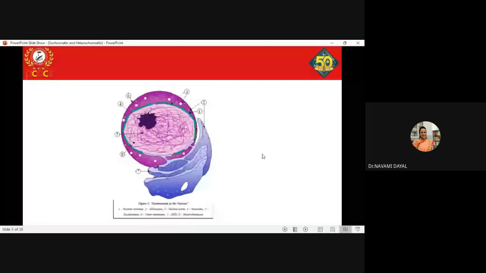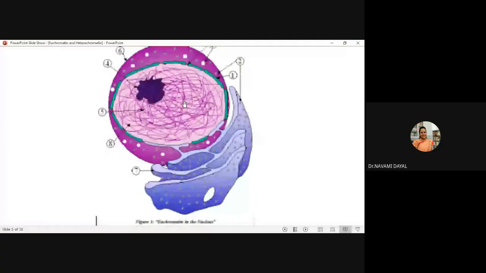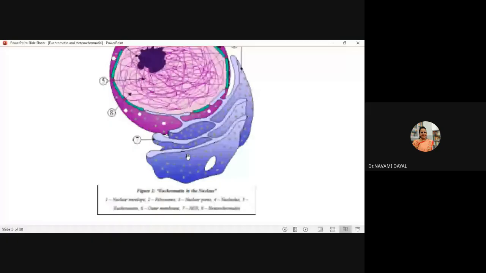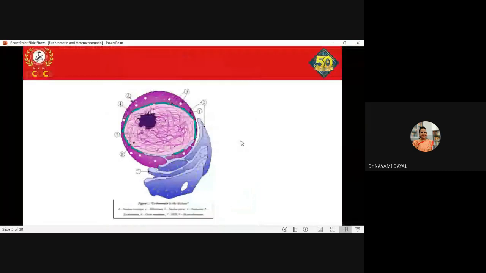If you take a look at this particular diagram, different parts of the cell are shown here: the nucleolus, the nucleus, ribosomes, endoplasmic reticulum. We will just see where is euchromatin and where is heterochromatin. Euchromatin is present towards the inside of the cell. So this region would be your euchromatin, which would be generally loosely packed, and the heterochromatin will be present towards the periphery side of the nucleus.